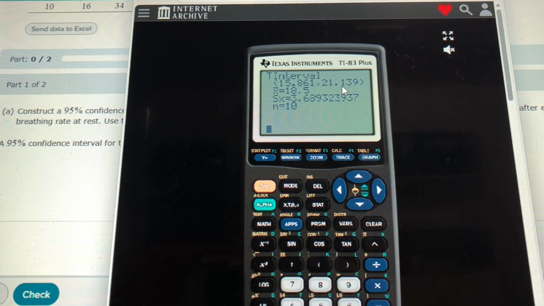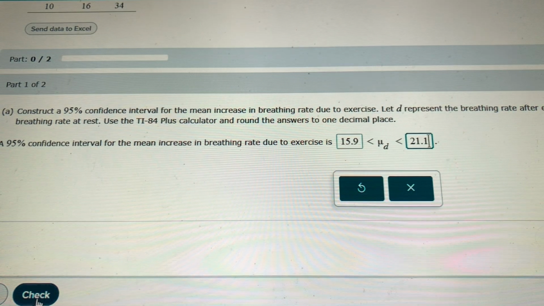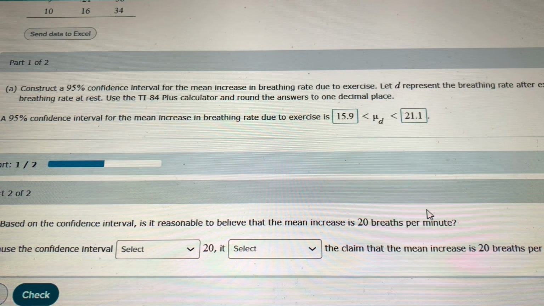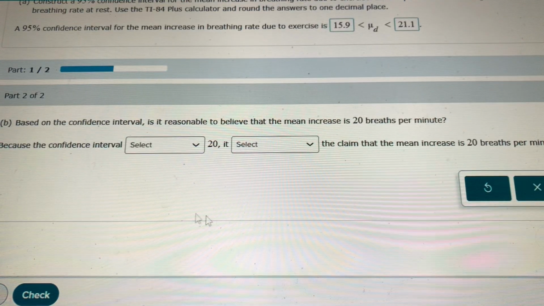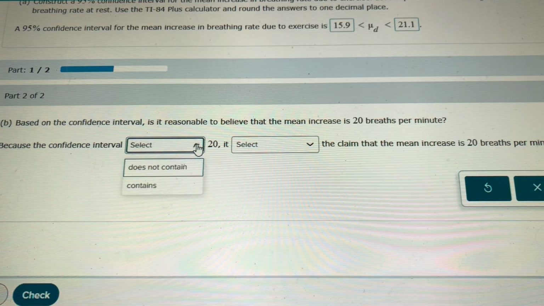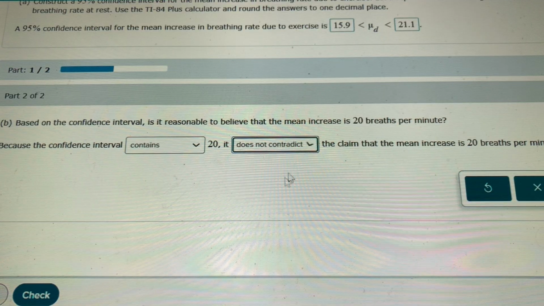And 21.13 will stay 21.1. And this time I got it right the second time around. So they want to know, is 20 a possible value that could happen? And 20 is a possible value because it's between 15.9 and 21.1. So the confidence interval does contain 20. So it does not contradict the claim that it could be 20. Does not contradict the claim.